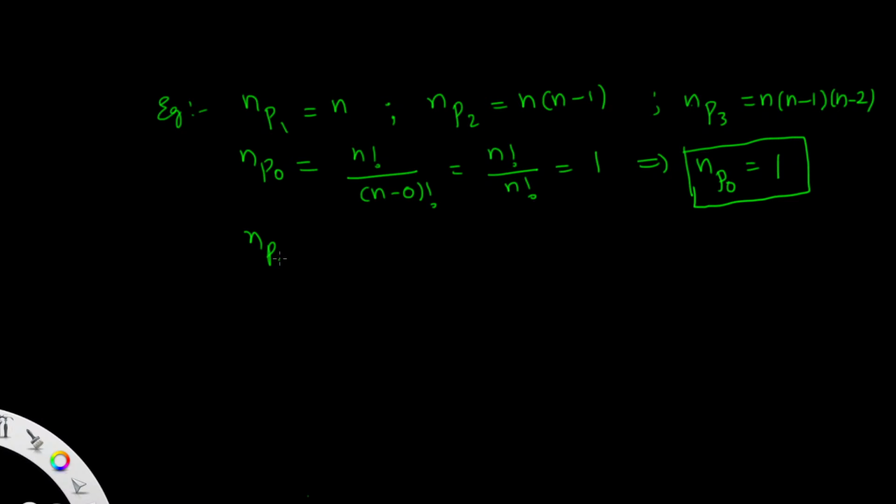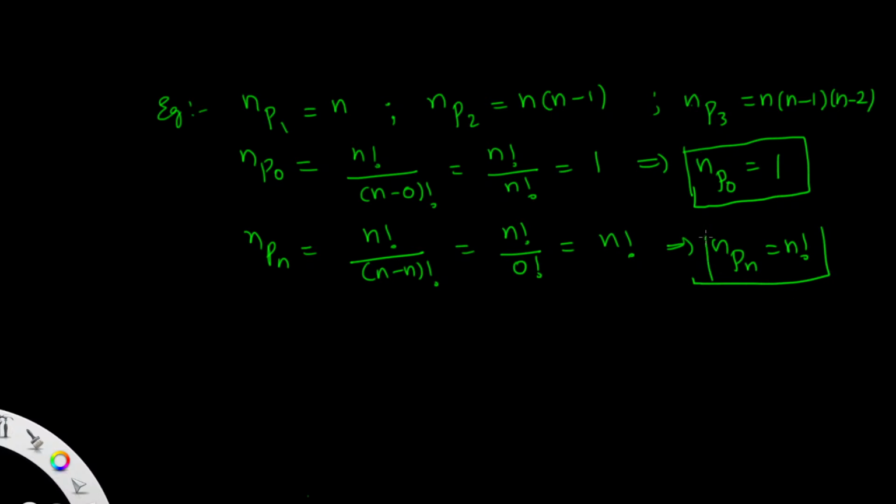Similarly, nPn is n factorial by (n minus n) factorial, that is n factorial by 0 factorial. 0 factorial is nothing but 1, so that is n factorial. Therefore, nPn equals n factorial. These are the general basic things for these formulas.